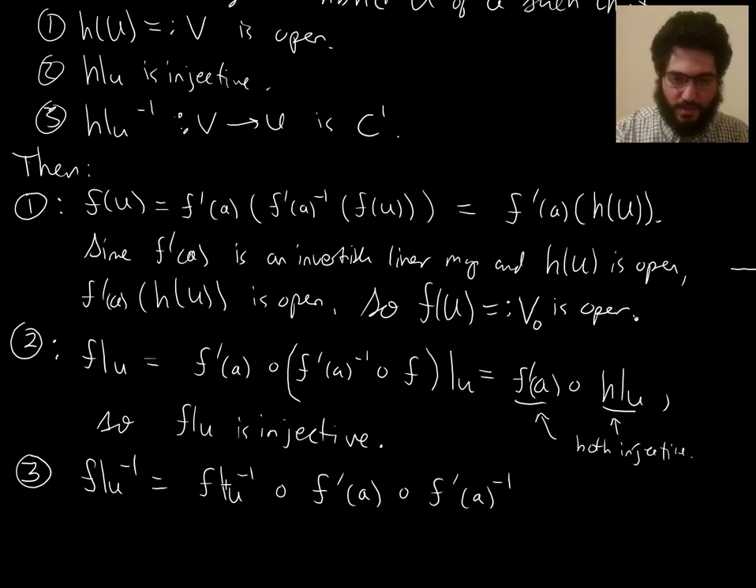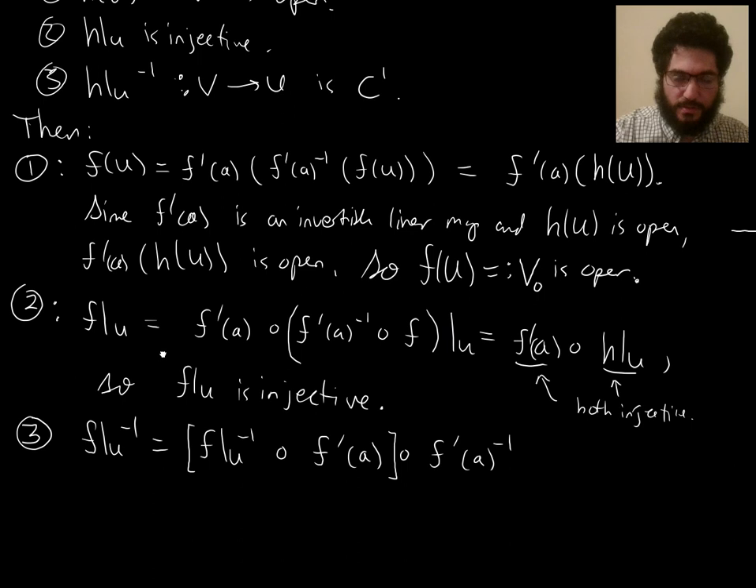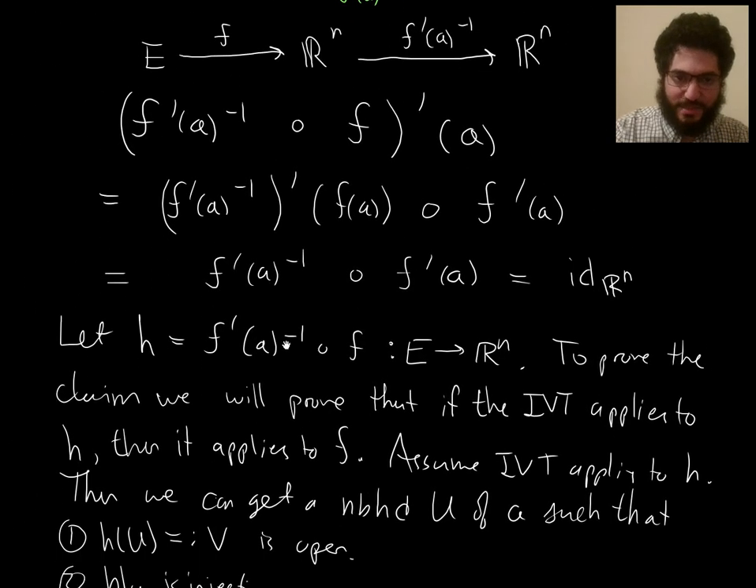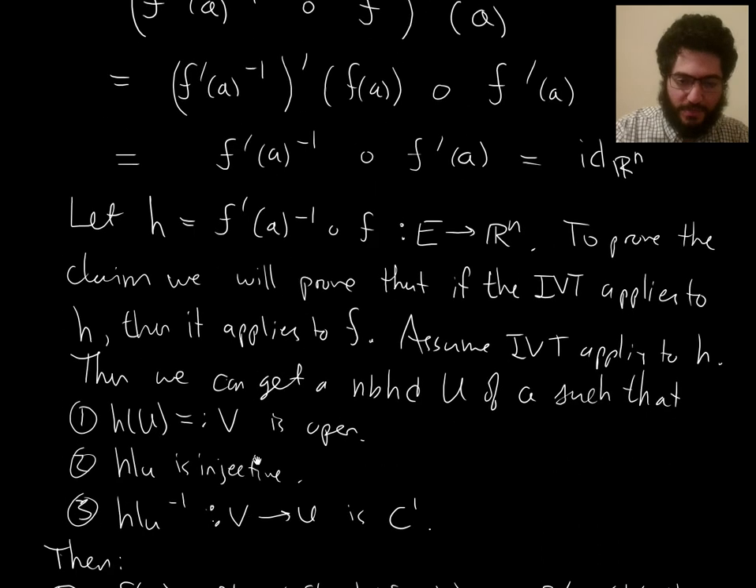So I think if I do it this way, right now I haven't changed anything, right? I've composed with an invertible function and then composed with the inverse of it. Then I think here, if you look at this, this will be h restricted to u inverse. So hang on, what was h again? H was this composition, f composed with f prime a inverse, right?